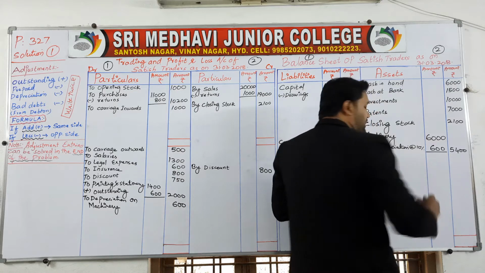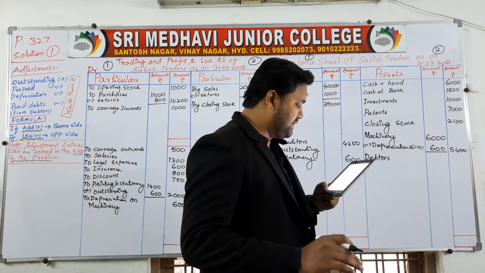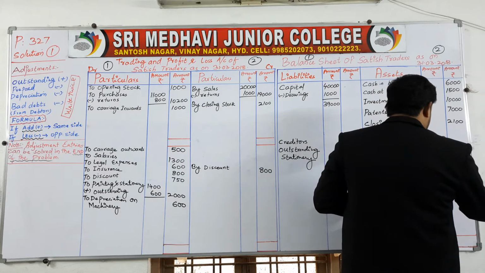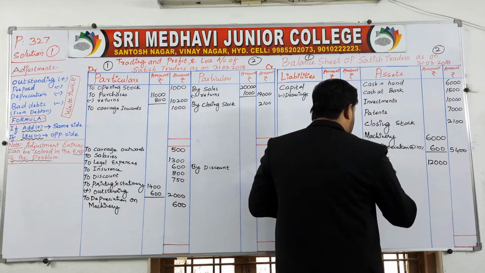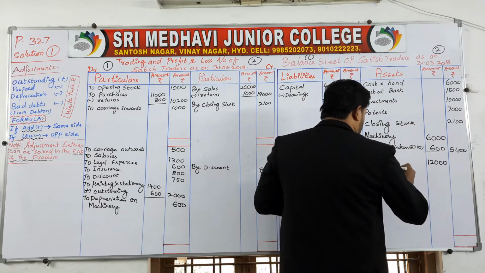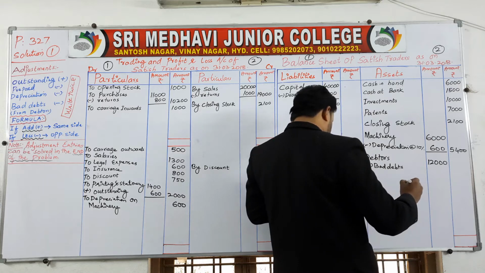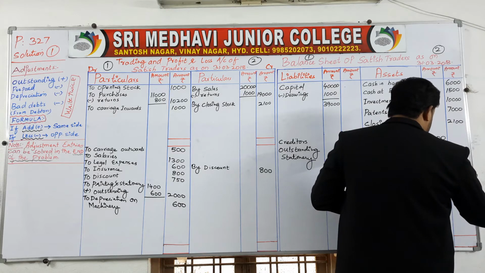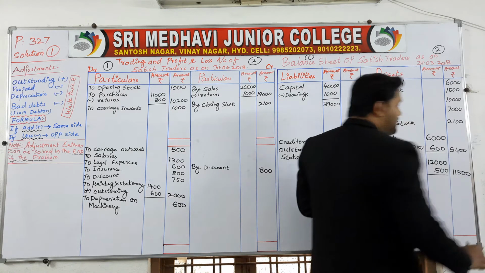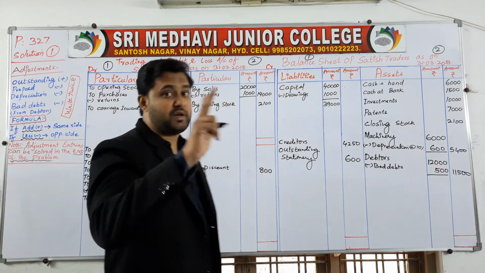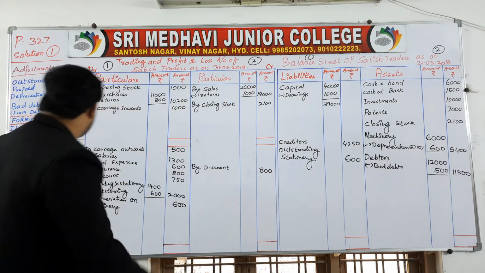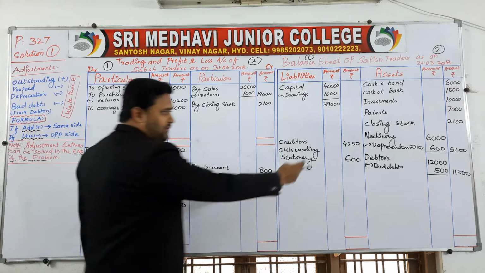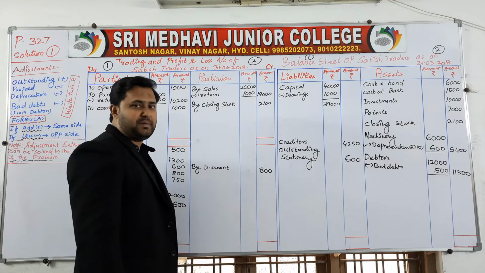You have to write amount in inner column for all the adjustment entries. Debtors 12,000 minus bad debts. How much bad debts is given? 500 rupees. So if you minus 500 rupees, it is outer column 11,500. So you have written bad debts only once, you have to write twice. If added, write same side, if less, opposite side. So you have added here or less here? You have subtracted, minus here.